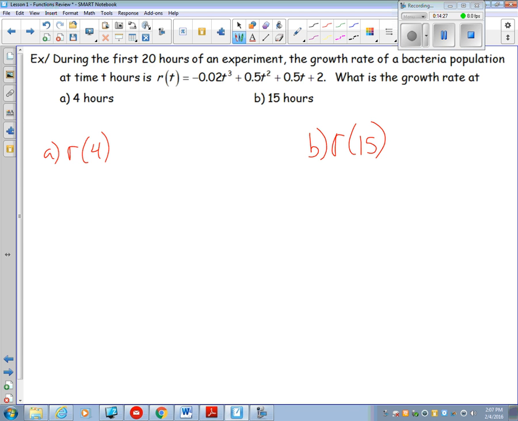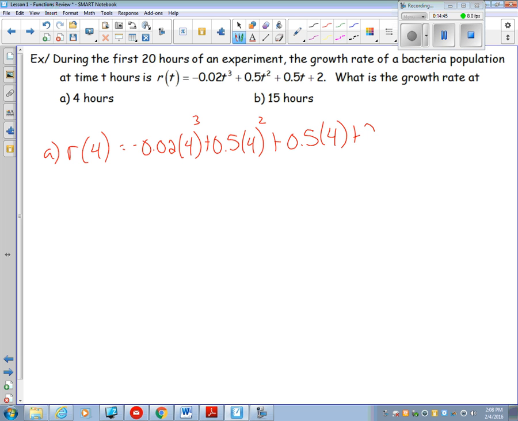So we're going to replace every time I see a T with 4. Everywhere I see a T with 4. This time I'm just going to punch it all in my calculator. I end up with 10.72 bacteria per hour. Okay, and that's how we can do some function notation.